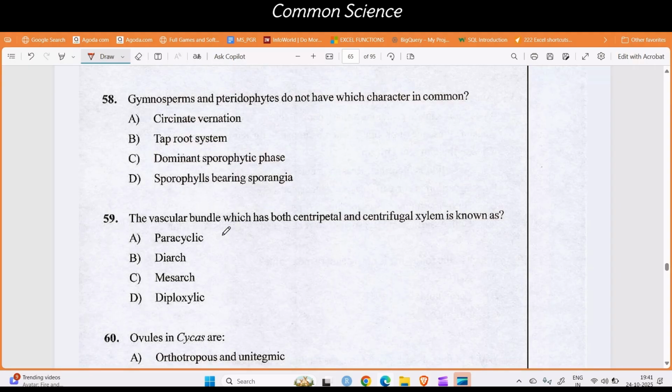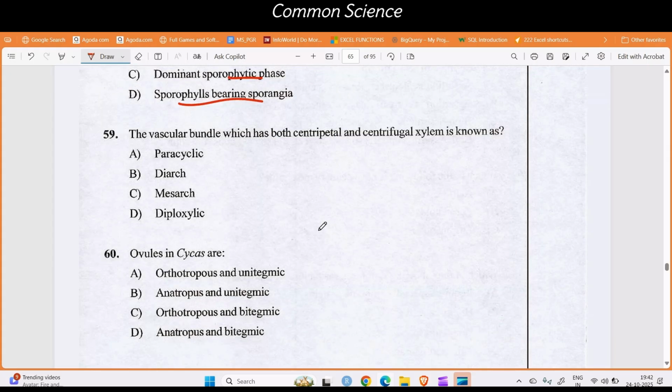Gymnosperms and pteridophytes do not have which character in common? Circinate venation, yes, they have circinate venation. Both of these groups have circinate venation. Taproot system. This should be the correct answer because in pteridophytes there is no taproot system. Instead, they have adventitious root system. Okay. Dominant sporophytic phase, yes, both of these have dominant sporophytic phase. Then you have sporophylls bearing sporangia, yes, they bear these sporophylls.